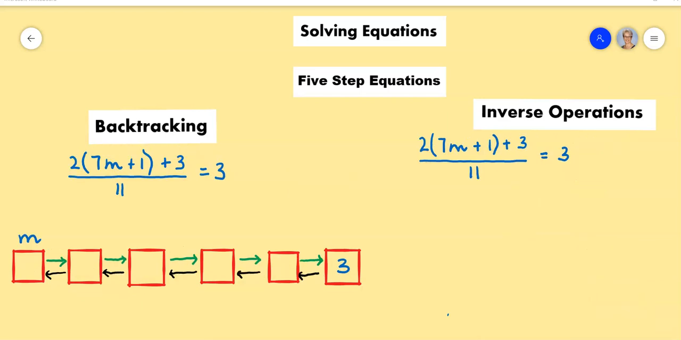Okay, now let's look at this final example. The first thing that we have to do to our unknown number m here is times by 7. Then we add 1. Then we times by 2. Next we add 3. And then we divide by 11.